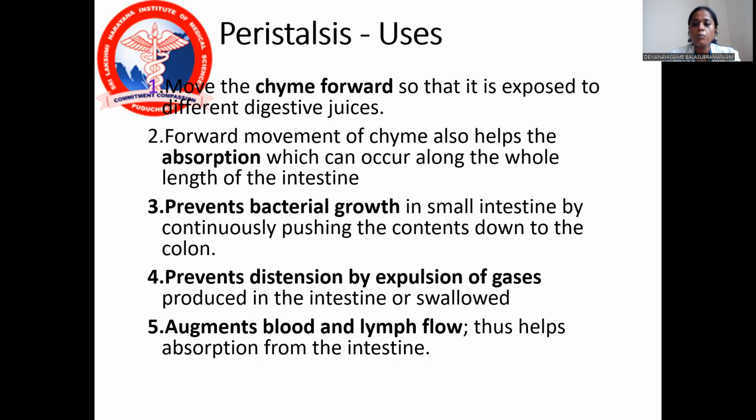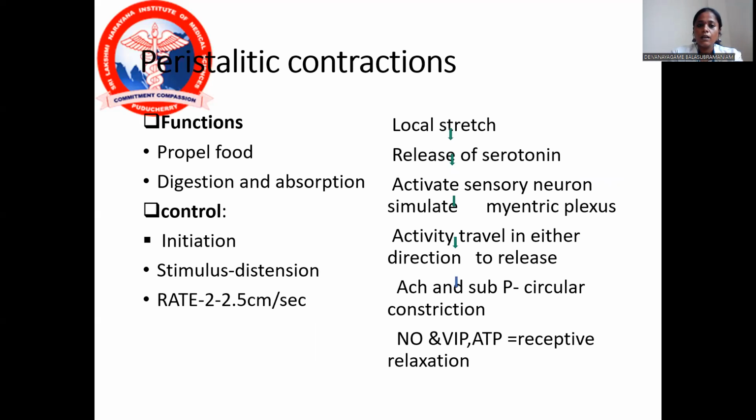So one is the movement of chyme forward, and next it is helpful in absorption. It helps prevent bacterial growth. Next, it prevents digestive distension by expulsion of gases. It augments the blood as well as lymph flow. So for peristaltic contraction, the function is to propel food for digestion and absorption. In control, initiation is by stimulus distension and the rate is 2.5.